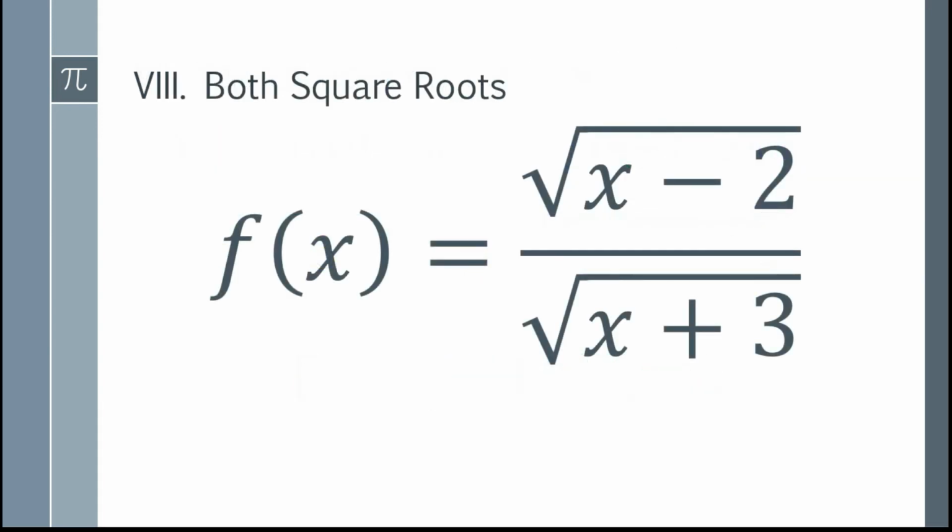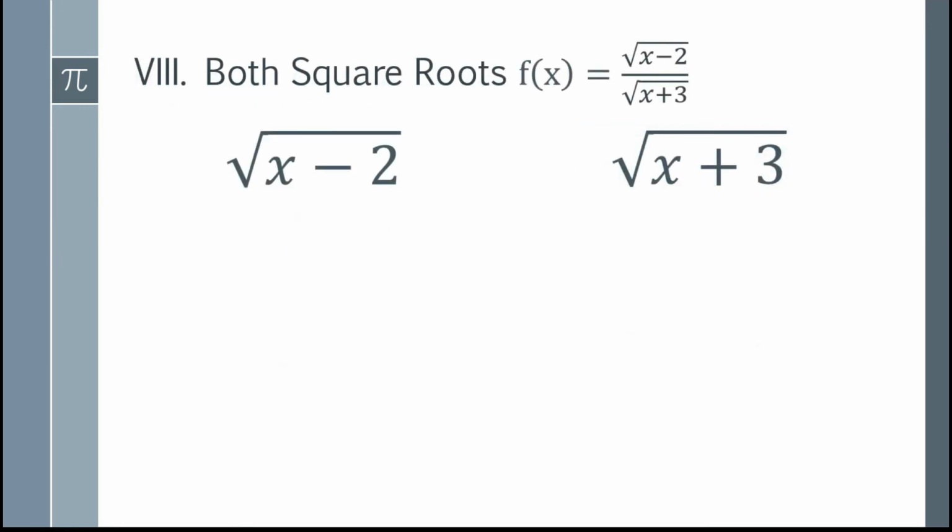Okay, next one. Paano naman pag both square roots? Okay, so pag both square roots, we have an example of the function of x is equal to yung numerator natin ay the square root of x minus 2. At ang denominator natin will be the square root of x plus 3. Paano natin siya gagawin? So pag both square roots, i-check natin siya sa isa. So start natin sa numerator muna.